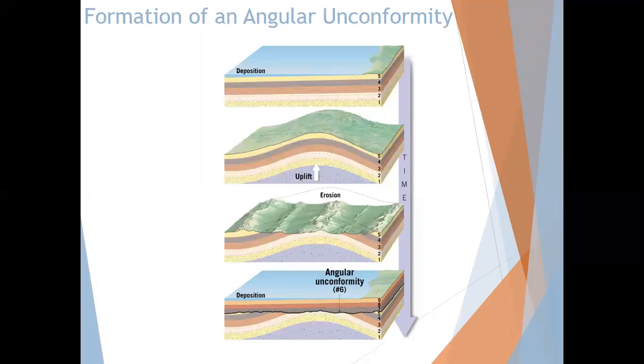And if you look at the numbers on here, you can see layers 1, 2, 3, 4, and 5. 6 is that angular unconformity. And then 7, 8, and 9 were laid down on top through deposition processes.